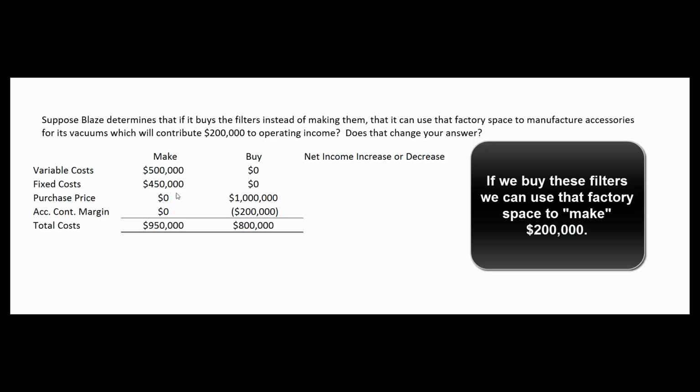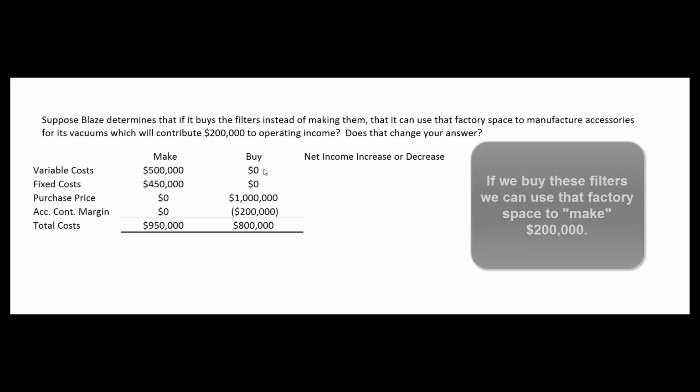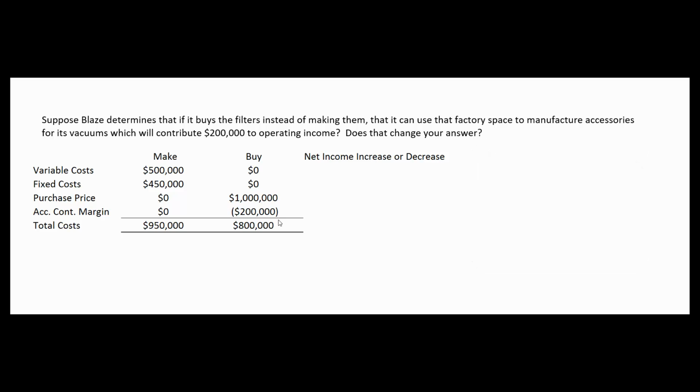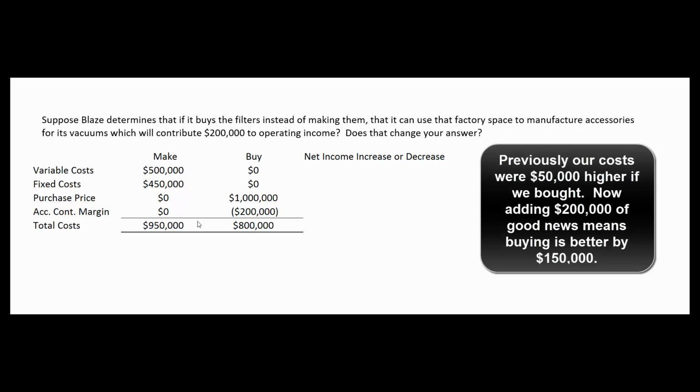Since all these guys were positive numbers, these were costs. Since this is dollars in, it's revenue, it's the opposite. I made it a negative number. So when we total this column, it's $800,000. So would you rather spend $950,000 or $800,000? Well, you'd rather spend $800,000. You're $150,000 to the good, which makes sense because we're $50,000 to the bad before, and now we've added $200,000 to the good. So it makes sense that buying would be a lot more appealing.